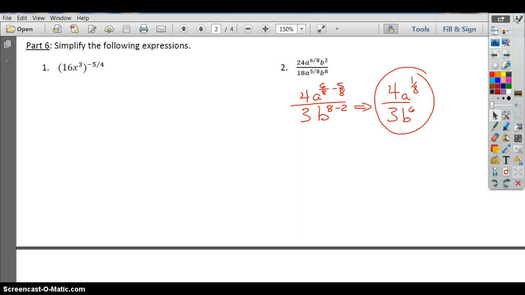So that takes care of the first 2 pages. I'm going to finish this one up and start another video for the last 2 pages.